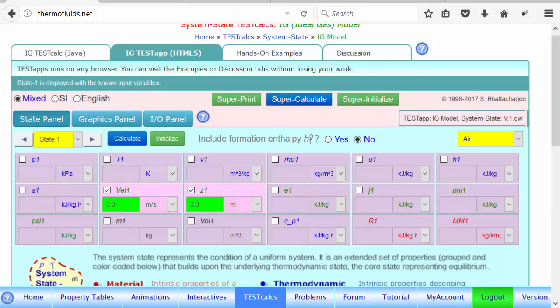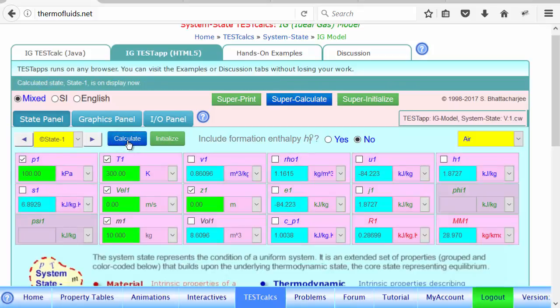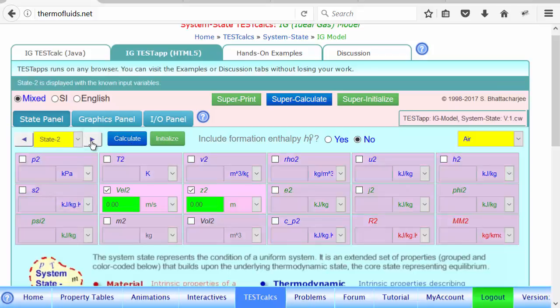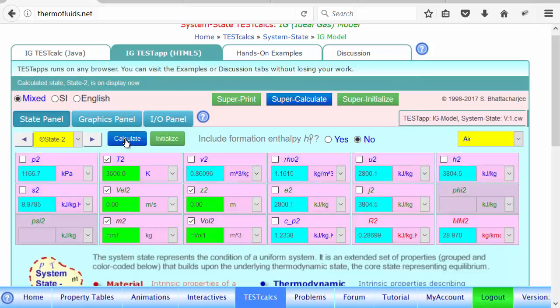So this is the System State TESTcalc with the ideal gas model. So let's write down what we know. The state 1 of air is already selected. We know the temperature is 300 Kelvin, mass is given as 10 kg, and pressure is given as 100 kPa. So state 1 is calculated. For state 2, we know that the mass must be equal and the volume must also be equal. It's a rigid tank, and the final temperature is given to us as 3500 Kelvin. So state 2 is easily calculated.